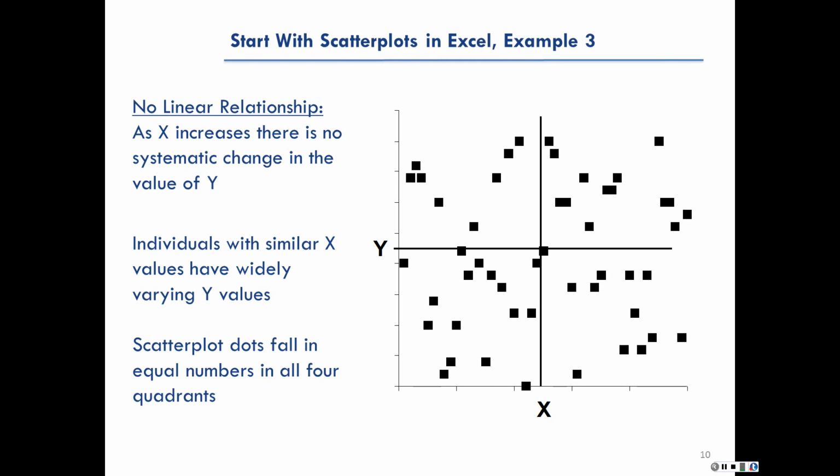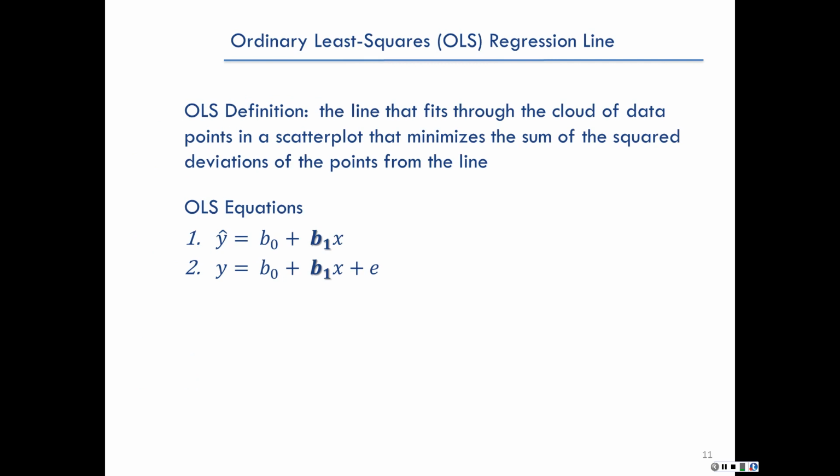Lastly, if you were to plot the data and get something like this, you could tell right away, there's no linear relationship here. As x increases, there's no systematic change in the value of y. And so based on this scatter plot, you wouldn't even bother with trying to do linear regression with the data at all.